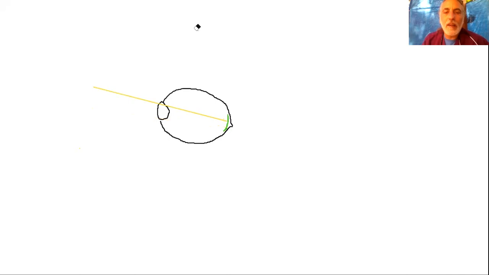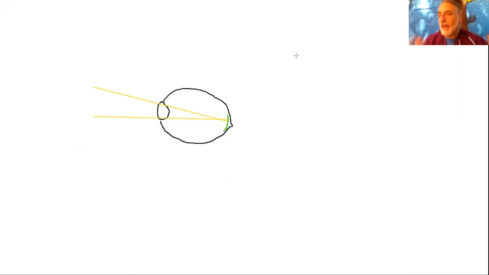Let's say we have another issue, and it focuses. So that first one would focus behind the retina. This one would focus in front of the retina. Both resulting in blurry images. Images at different distances would be focused, and the further images would be blurry, or the closer images would be blurry.